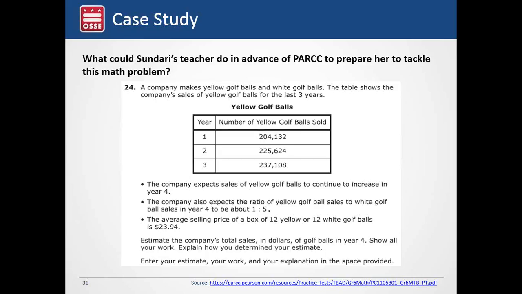So again, those words like increase, ratio, average, estimate, explain how you determined. Right, there are other ways to say those. So if we could translate those into plain English and make that a portion of a lesson or a whole lesson, that might benefit Sundari and her classmates.